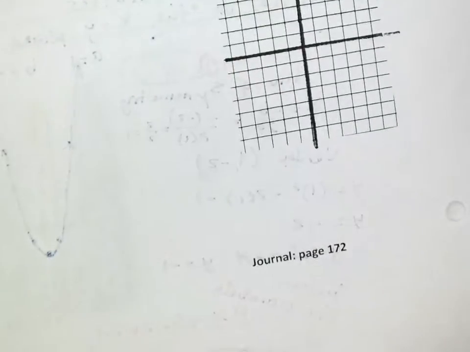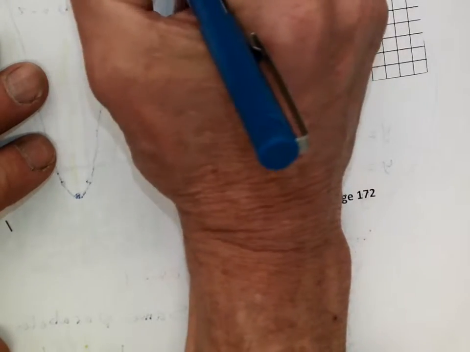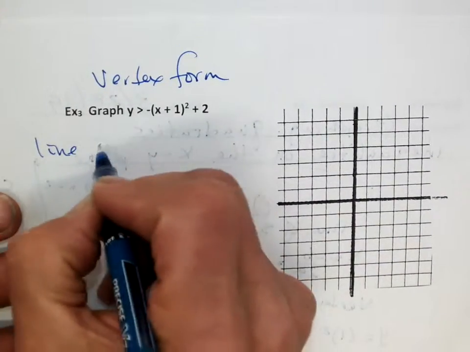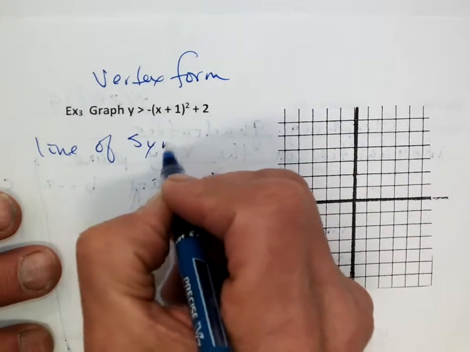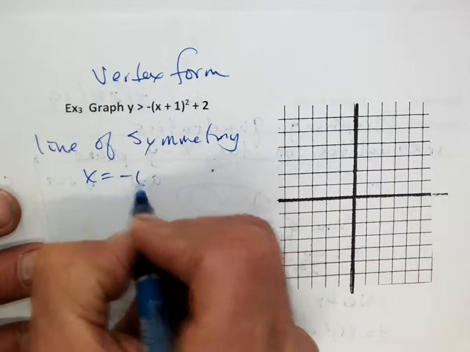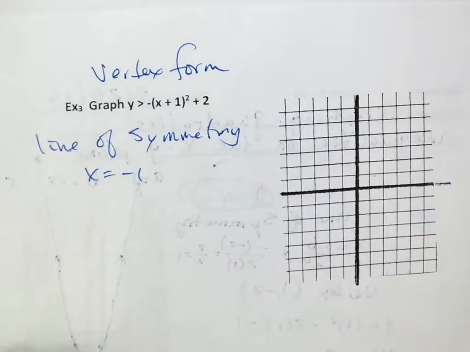Okay. Now, example 3. I like example 3. You know why I like example 3? It's already in vertex form. And I like vertex form because I know the vertex. First of all, the line of symmetry is x equals negative 1 because it's the opposite. Remember, it's got to be the opposite inside.